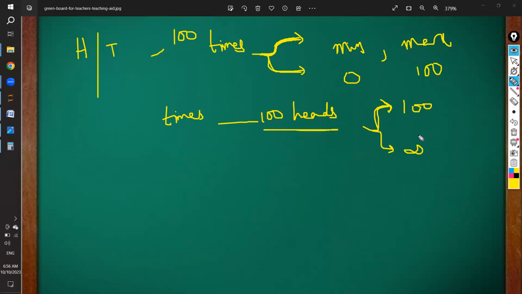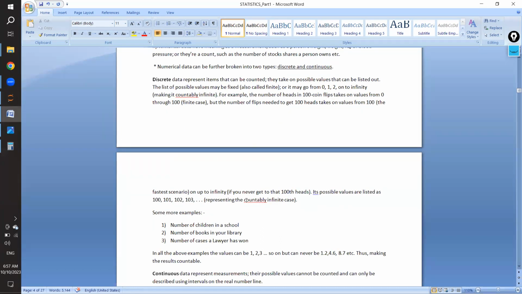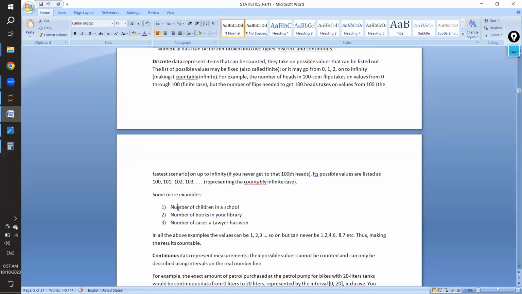The minimum is 100, because if you flip 100 times and every time you get a hit, then in 100 flips you directly get 100 hits. But if every time you get tails, then even infinite flips would not be enough to get it. So those are examples representing countably infinite cases.